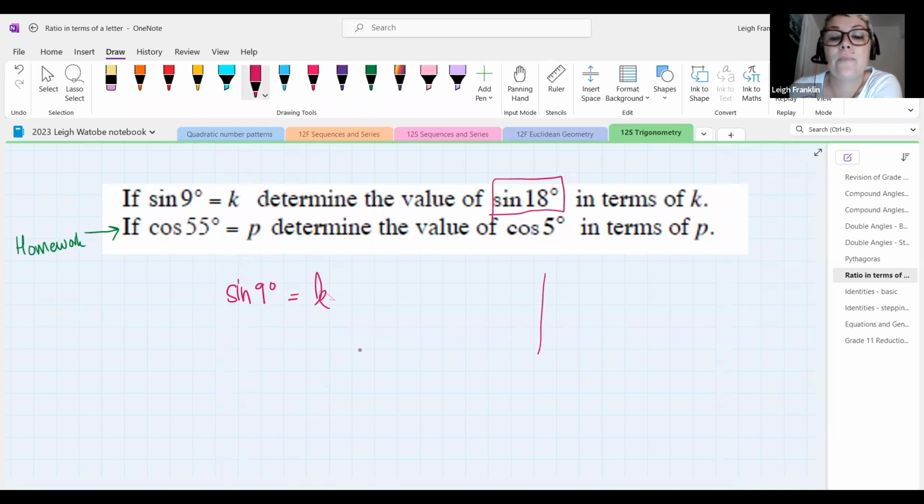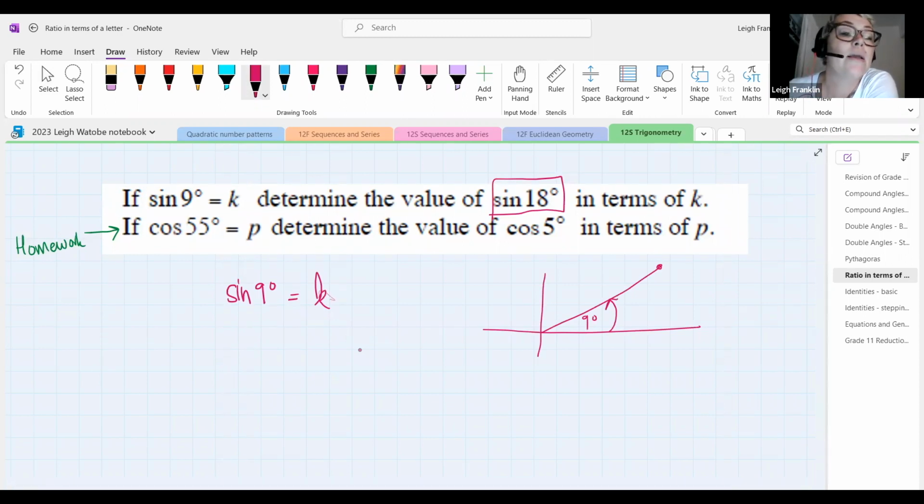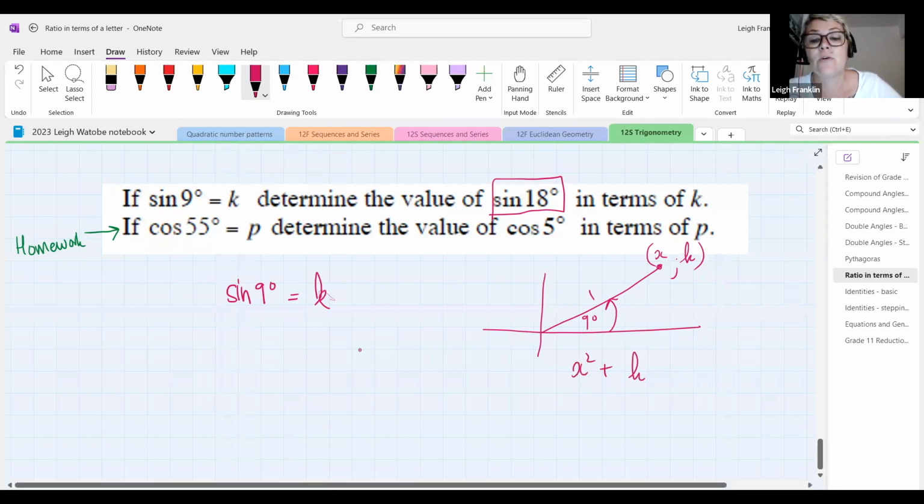All right, so if we were to draw our diagram, like we always said, there's 9 degrees. The sine of 9 degrees is k, so that means our y coordinate would be k. Our x coordinate would be unknown, and r would be equal to 1. So working in terms of 9 degrees, we could then work out what our x is. So we'd say x squared plus y squared equals r squared. That would give us x squared is equal to 1 minus k squared, like so.